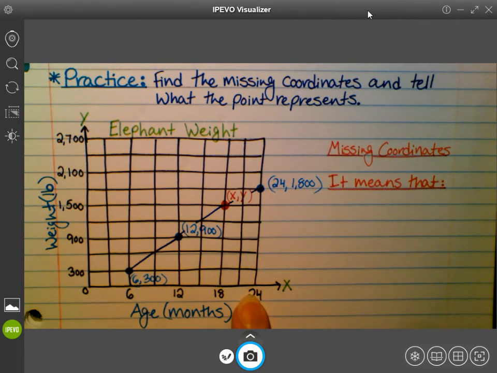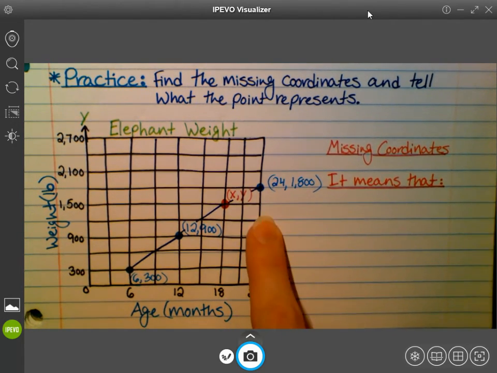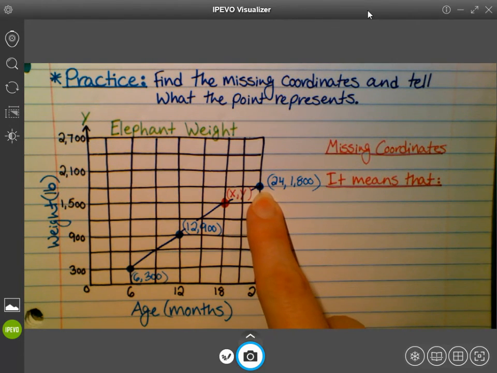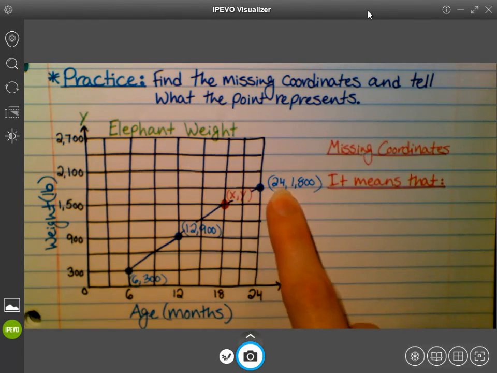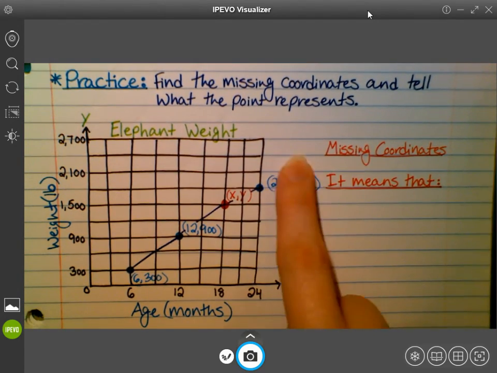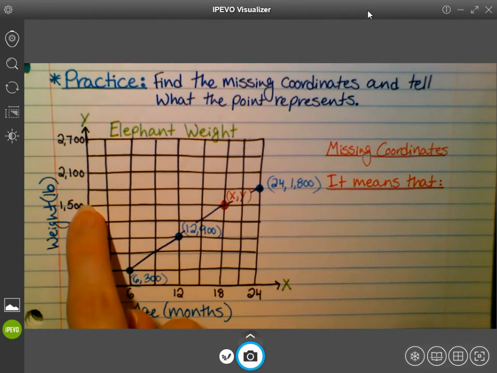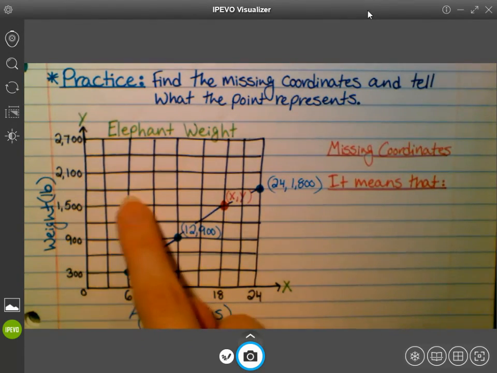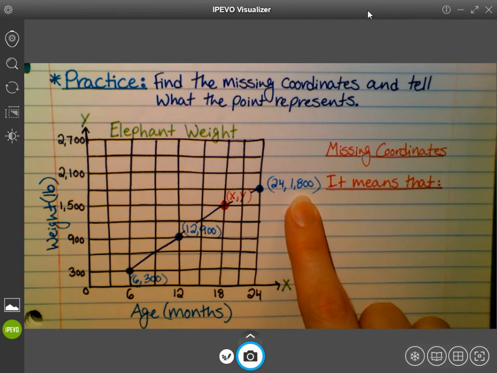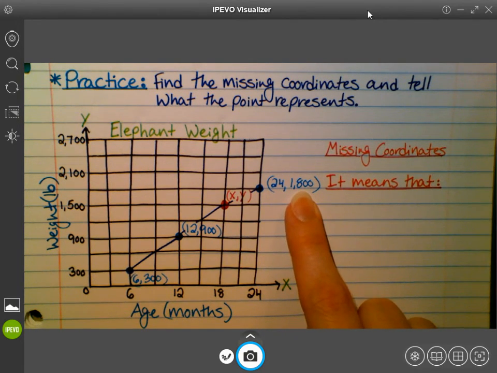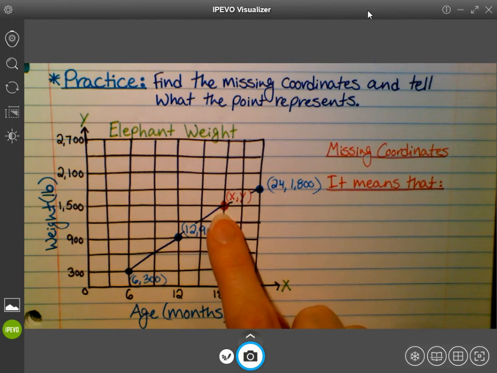Let's skip all the way to 24 months. At 24 months, how much does that elephant weigh? Elena? In between 1,500 and 1,800. If we look at our coordinate, I like that you noticed, Elena, that it's between 1,500 and 2,100. If we look at the coordinate, at 24 months, it weighs how many pounds, Elena? 1,800 pounds.